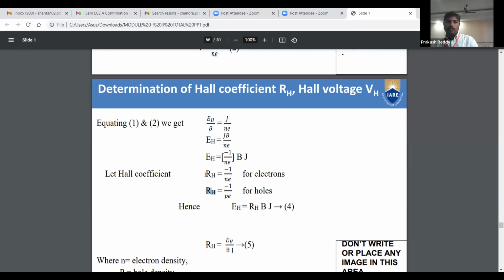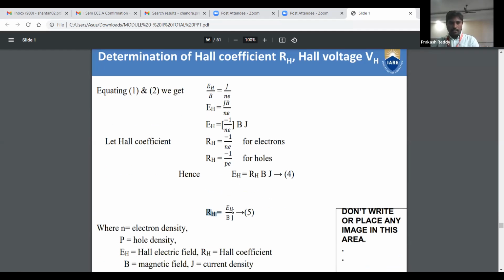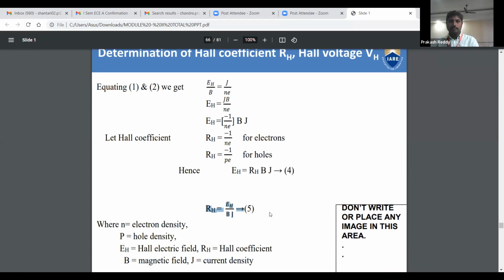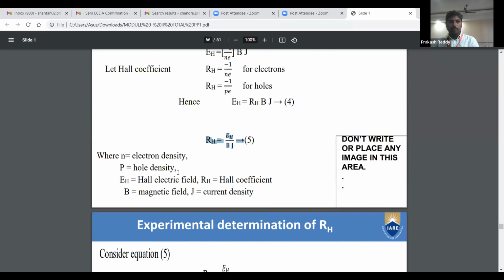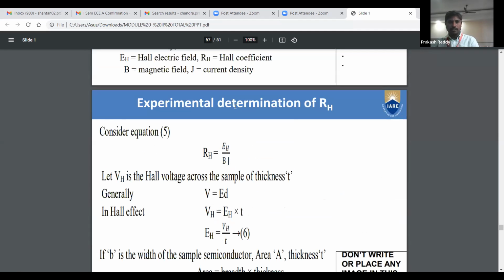By seeing whether the Hall coefficient is negative or positive, we can identify the type of material. If it is negative, the material is N type, and if it is positive, the material is P type. The relation between RH and EH is RH equals EH by BJ. After that, the experimental determination of RH.